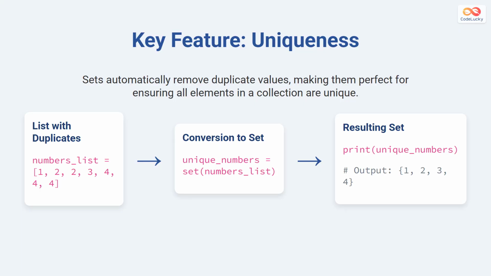The most powerful and common use for a set is its ability to automatically enforce uniqueness. If you have a list with duplicate values, you can simply convert it to a set, and all the duplicates will be removed instantly. For instance, a list containing 1, 2, 2, and 3, when converted to a set, will result in a set containing only 1, 2, and 3.